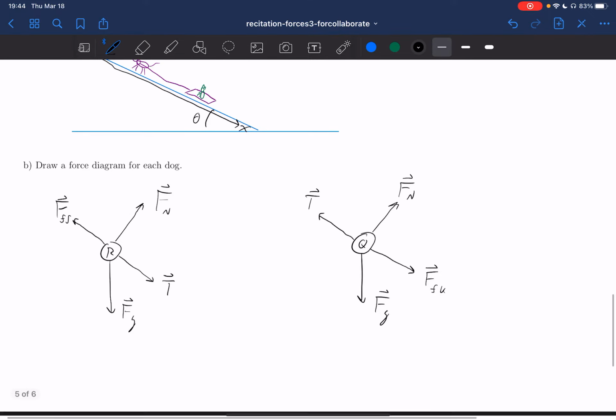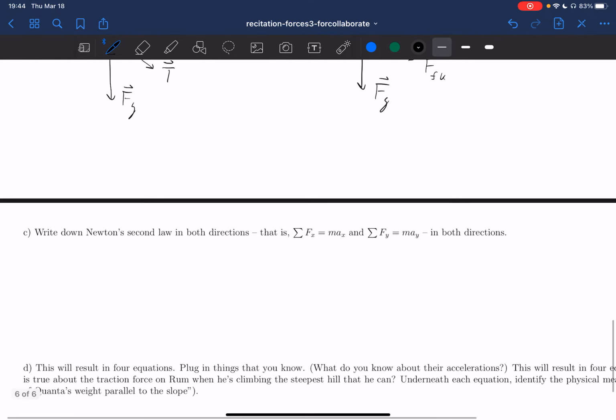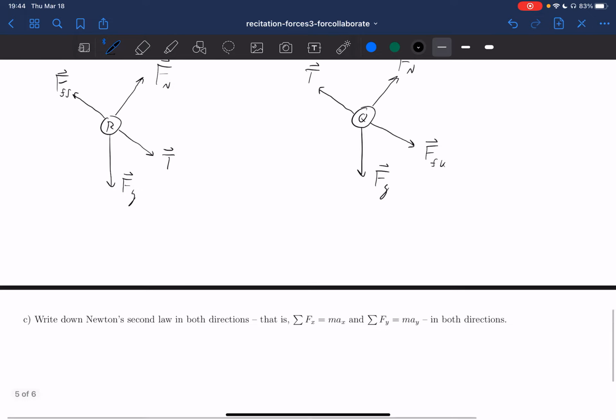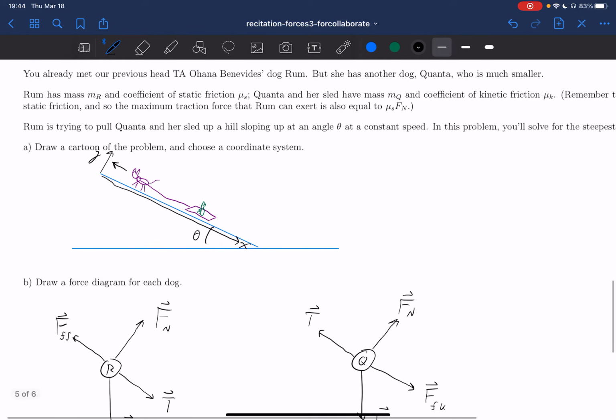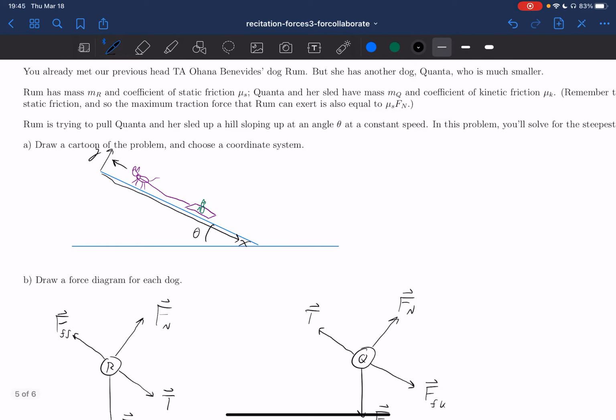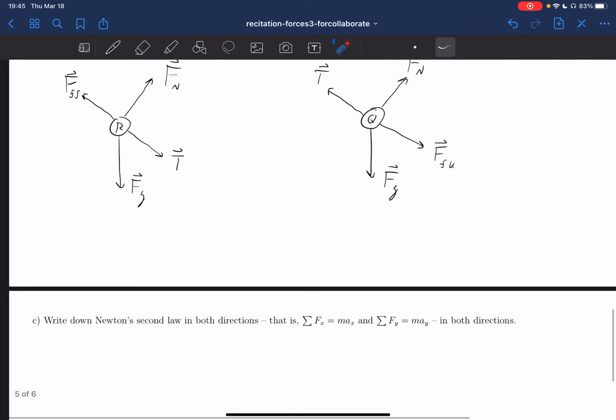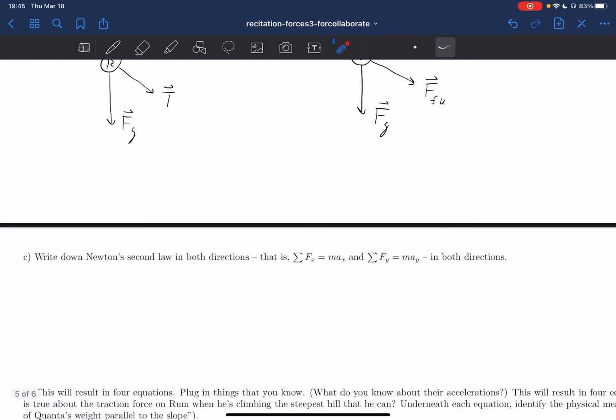Okay, so that's great. Now we can write out our equations of motion. We can assume that, where does it say anything about the speed? Constant speed, yes. So an angle theta at a constant speed. What does constant speed mean? Constant speed means the speed is not changing. So if the speed is not changing, what does that mean about acceleration? It means the acceleration is 0.